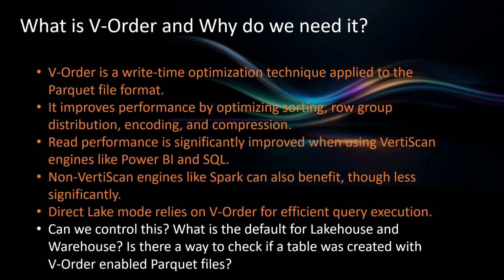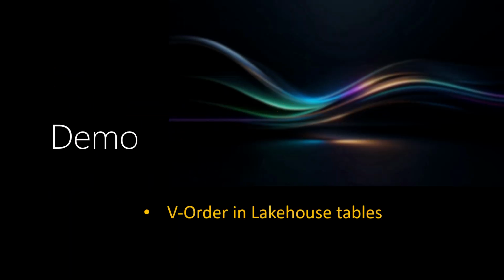All right. Now, how do you really control this? What is the default setting with lakehouse and warehouse? Is there a way of checking whether my Parquet files are vorder enabled Parquet files or not? That's what we are going to explore next. So let's first work with lakehouses. I'm going to create a very simple table in a lakehouse, and let's check whether the Parquet files created are vorder enabled Parquet files or not.